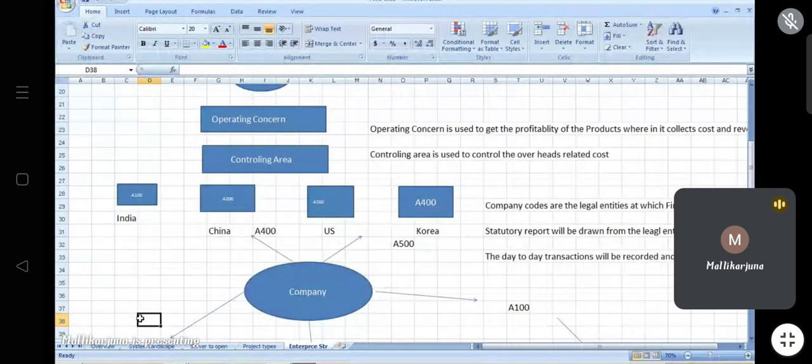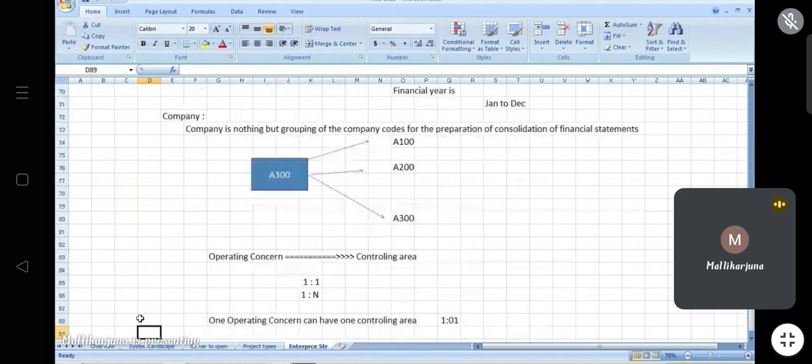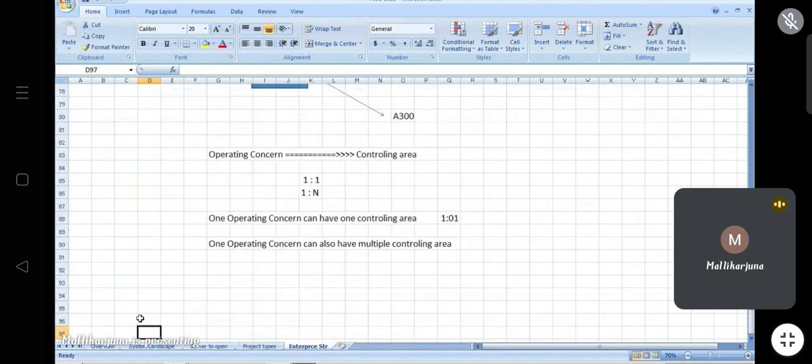Fundamentally, people will ask you cross questions: how many controlling areas can we assign to the operating concern? We cannot say only one controlling area. We can assign a number of controlling areas. There is some limitation that we will discuss.